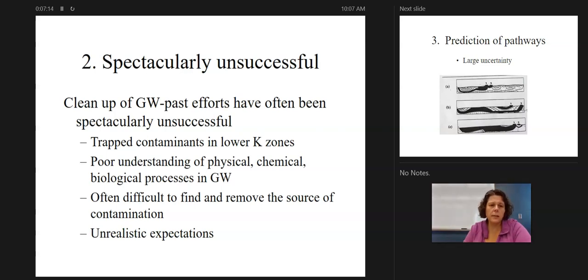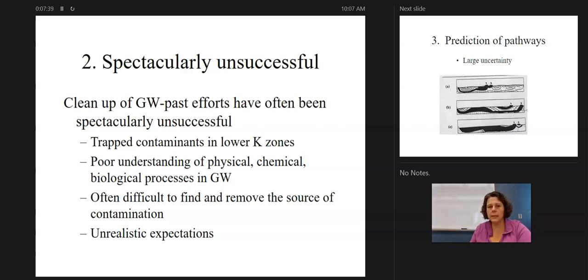So it's particularly unsuccessful. Again, the contaminants can get trapped inside of low K zones. Clays act like little sponges, and the contaminants will get stuck there. One of the first pump and treats that they ever did... Pump and treat is the number 2 way that we clean up contamination. The number 1 thing we do when we have remediation of a contaminated site is we dig it up. We dig up the source, we dig up the soils. Number 2 is pump and treat.